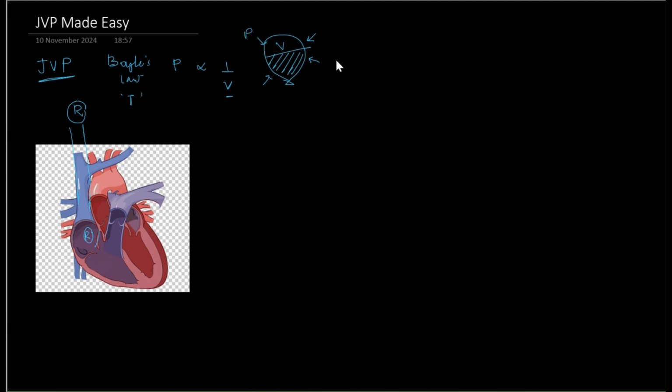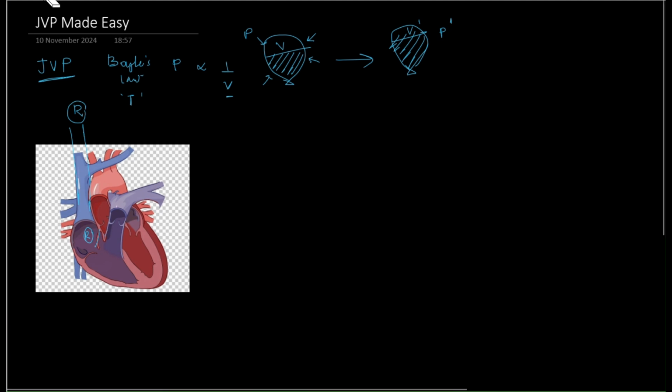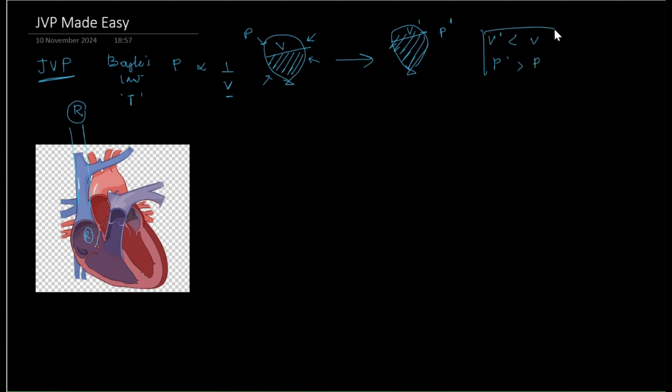Now, if I fill this same balloon with more water, the volume available now is called V dash, and the pressure inside this balloon now is called P dash. So what do you think? V dash is lesser than the initial volume, so the pressure P dash will be greater than the initial pressure. This is how we apply Boyle's law.